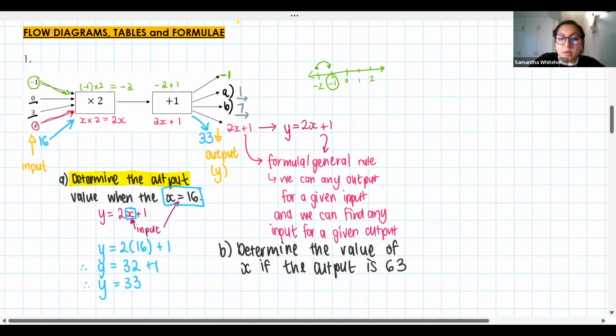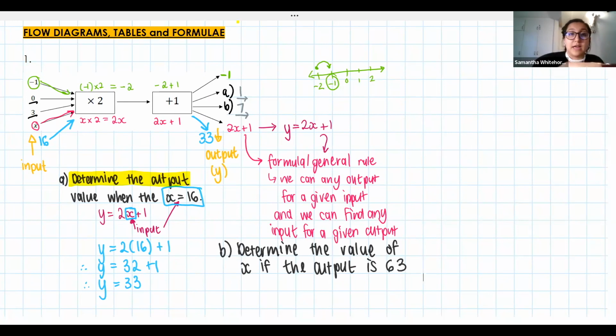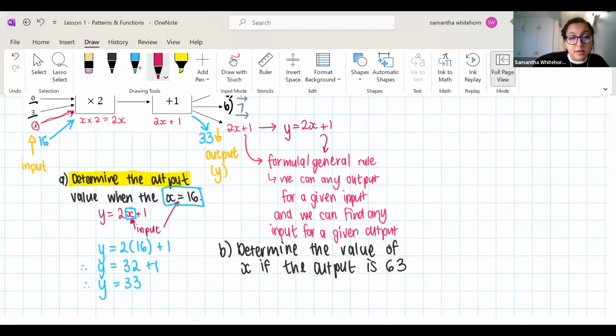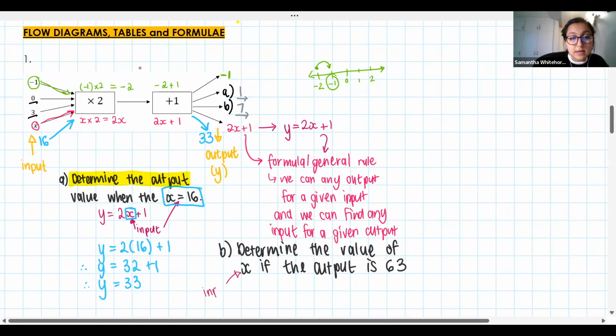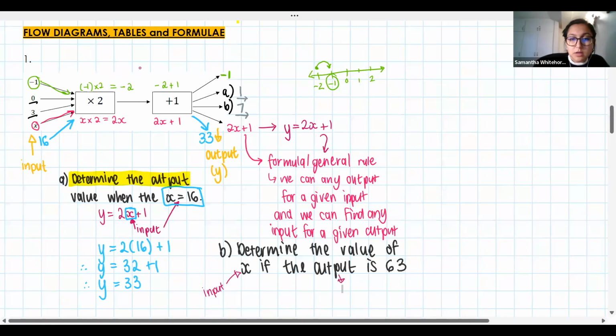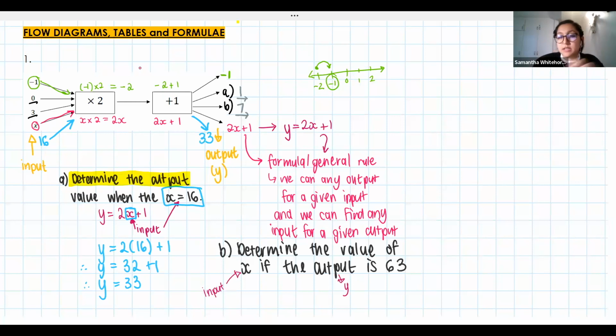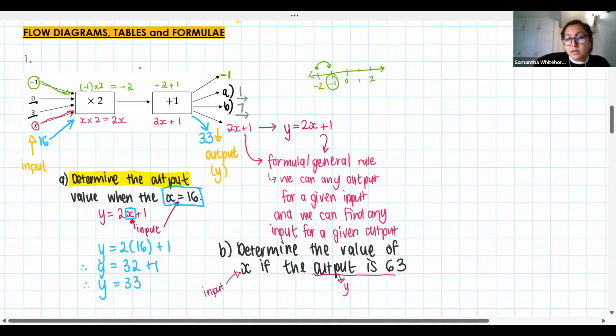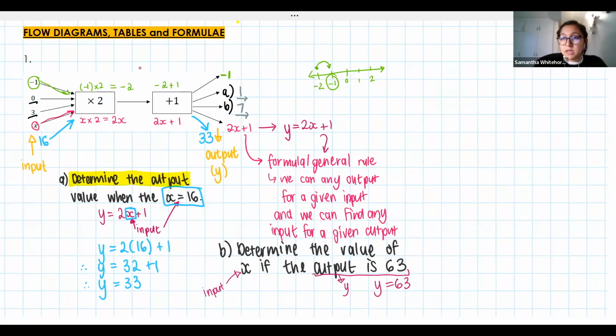Right, so let's think about what this is saying. It says determine the value of x. So now we want the input value. That's what x is. If the output, so remember output is y, is 63. This last little statement is telling me that y is equal to 63. That's the value I'm giving you.